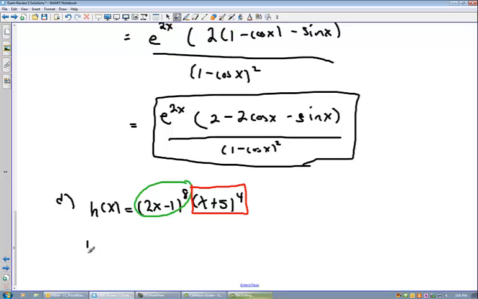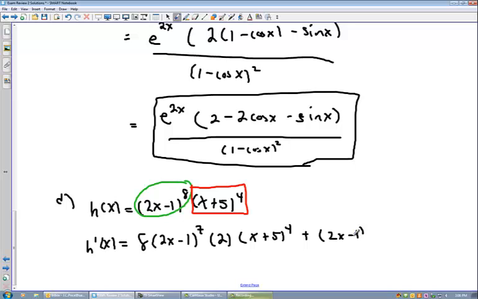So the derivative, h prime of x, would equal the derivative of the first, which is 8(2x minus 1) to the 7th, so that's derivative of the outside, times derivative of the inside, which is 2. Derivative of 2x minus 1 is just 2, minus 0, times the second, so (x plus 5) to the 4th, plus the first, times the derivative of the second, so the 4 comes down, (x plus 5) cubed, times the derivative of the inside, which is a 1.